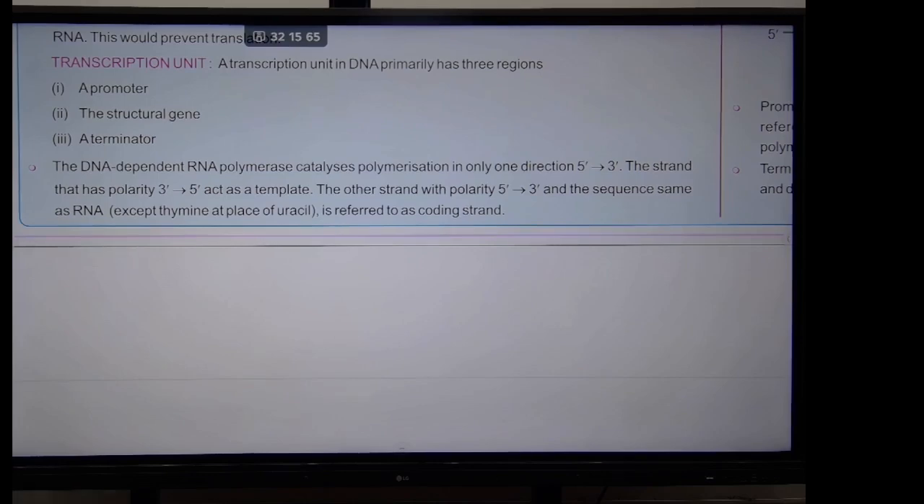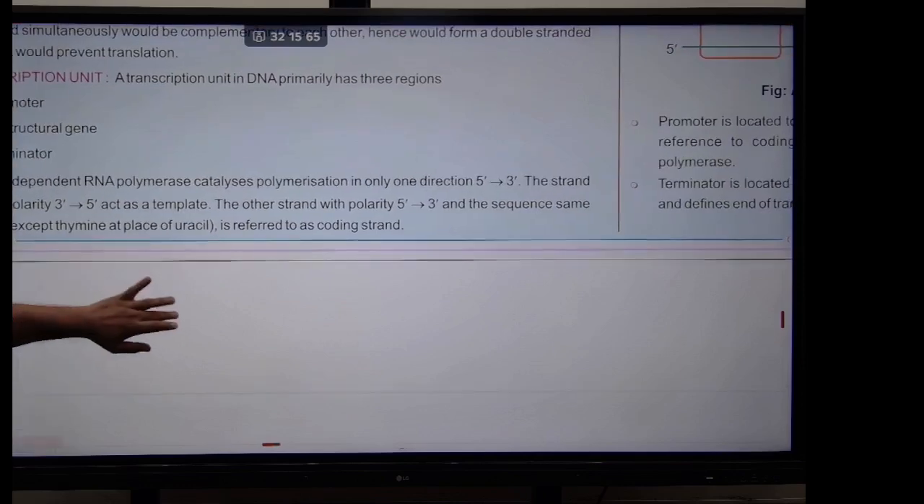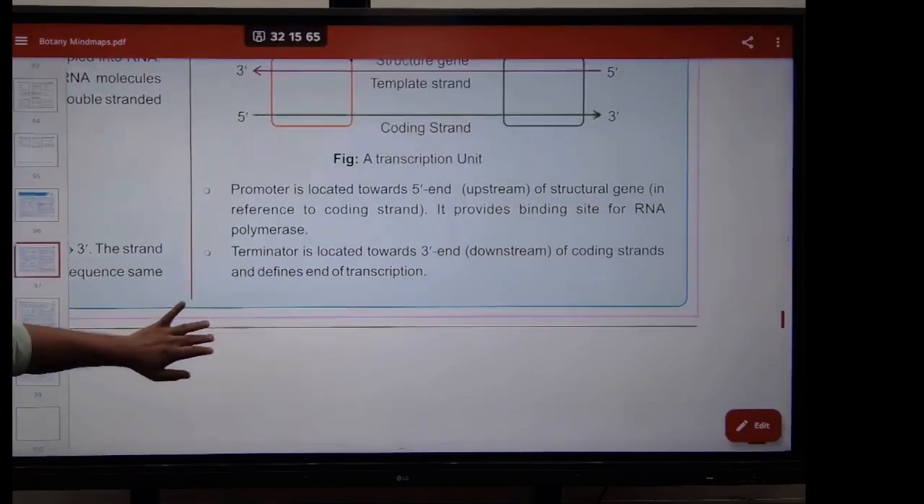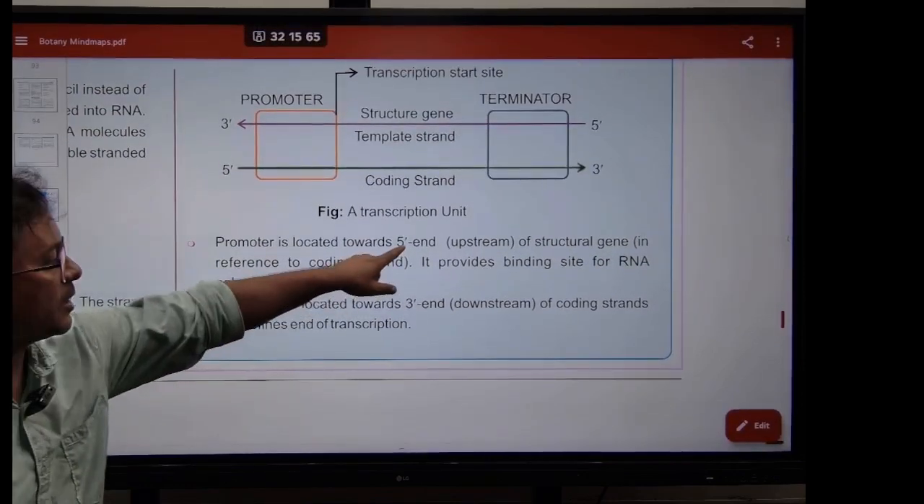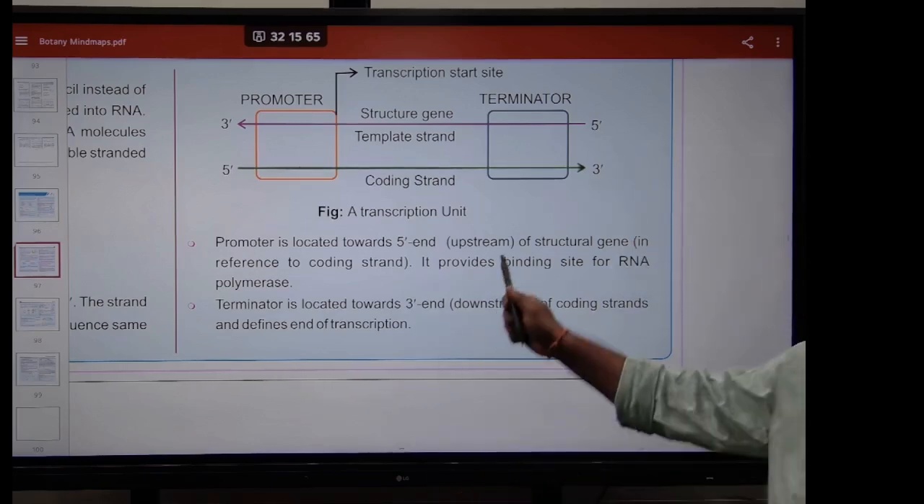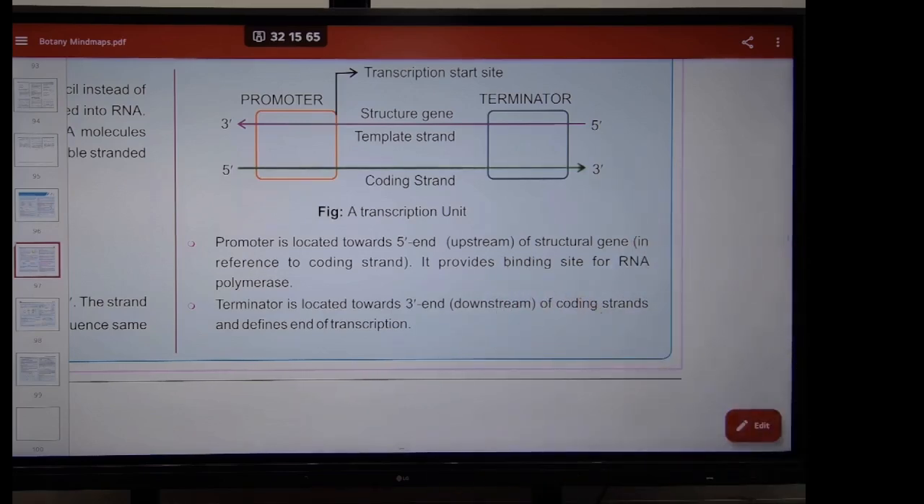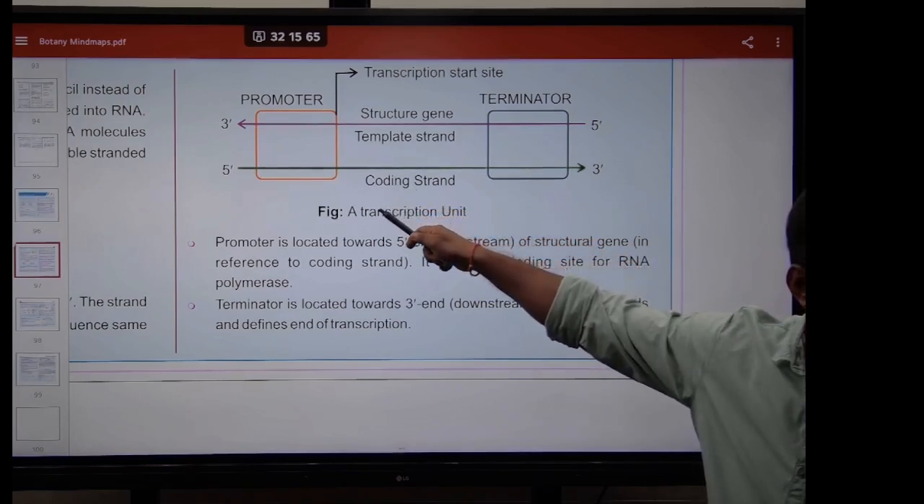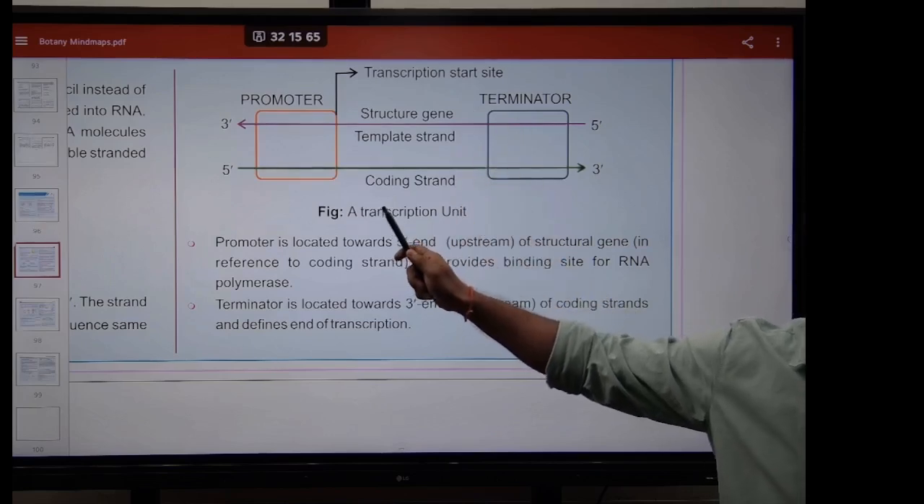Because the strand which is used as a template is complementary to the coding strand, right? Now, what is the location of the promoter? It is always on the 5' end, that is, upstream of the structural gene, which we are referring to as the coding strand. These points are very important, guys.